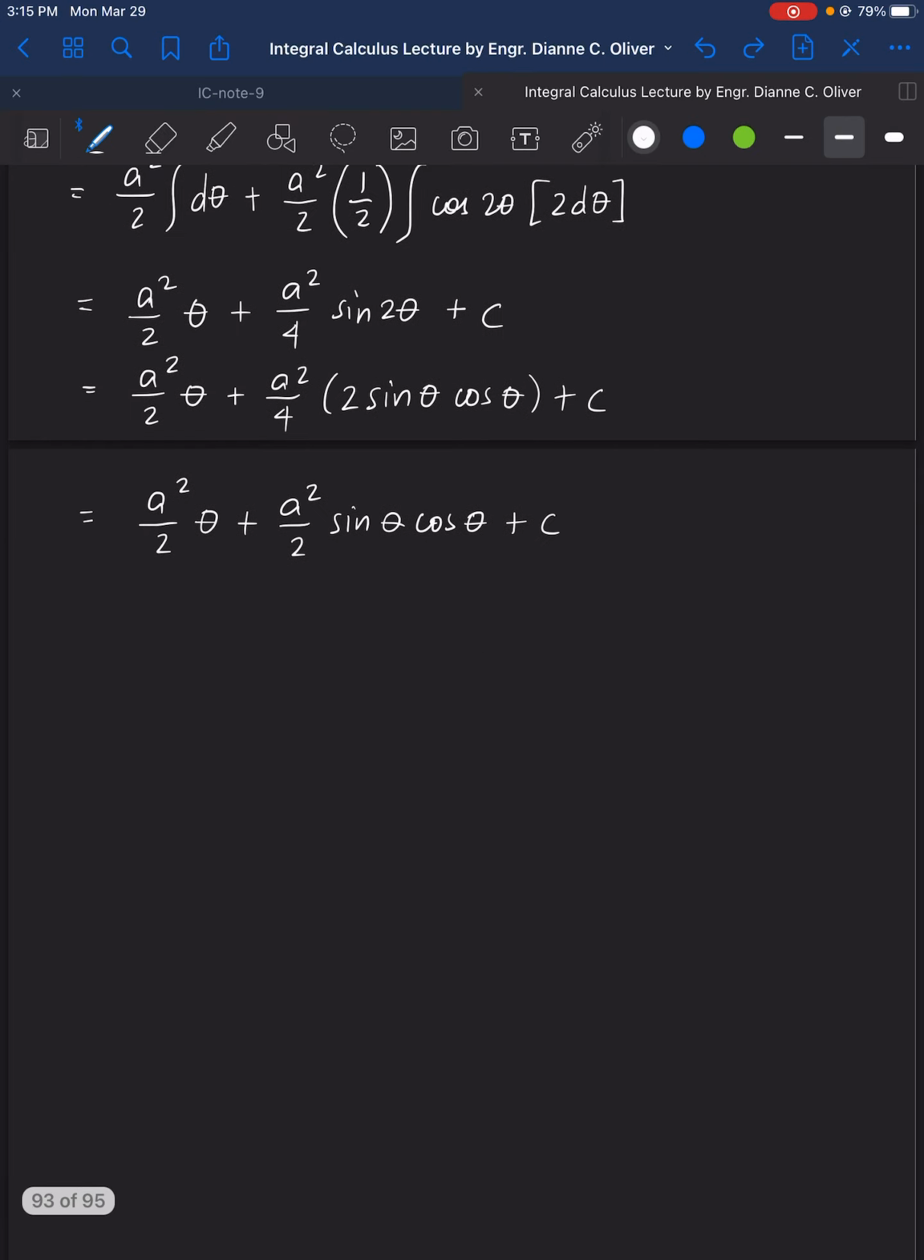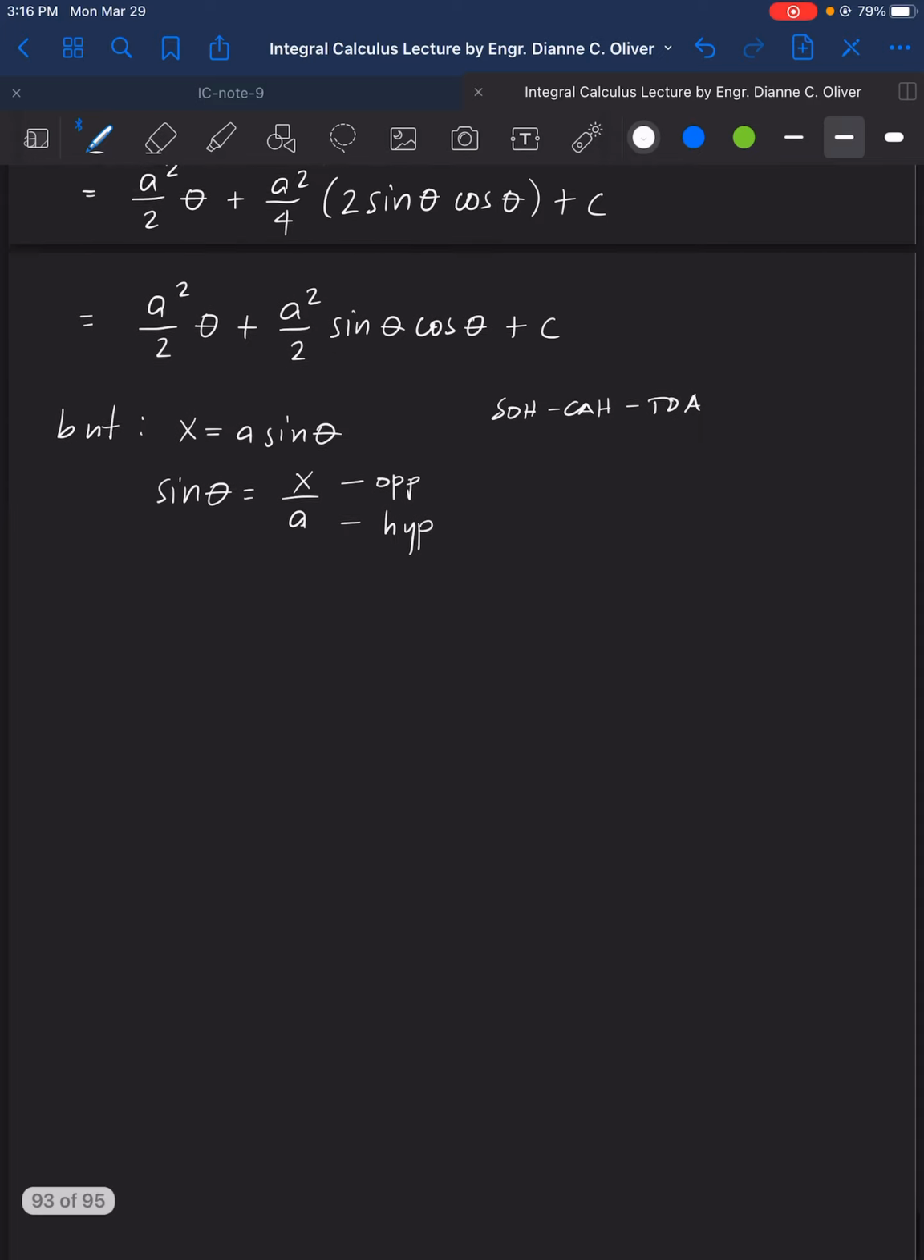So we have here sine theta. Now from SOHCAHTOA, we used x is equal to a sine theta, and then we have here sine theta is equal to x over a. Now in this SOHCAHTOA, again, let's just put here a guide. For sine, we have opposite over hypotenuse, meaning x here is opposite, a here is the hypotenuse. Let's have the triangle.